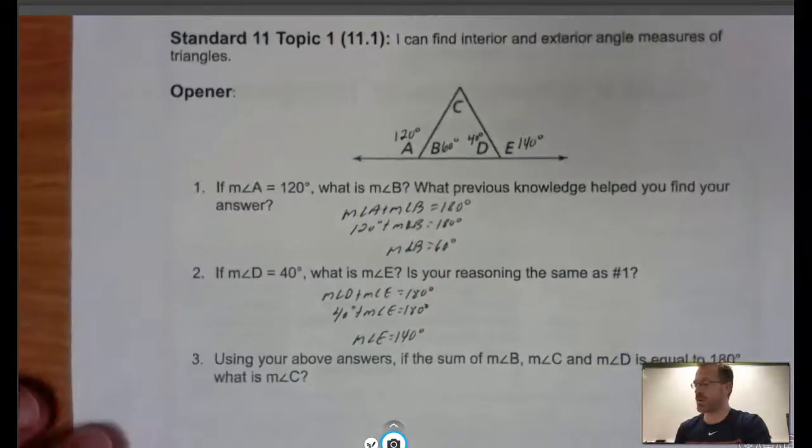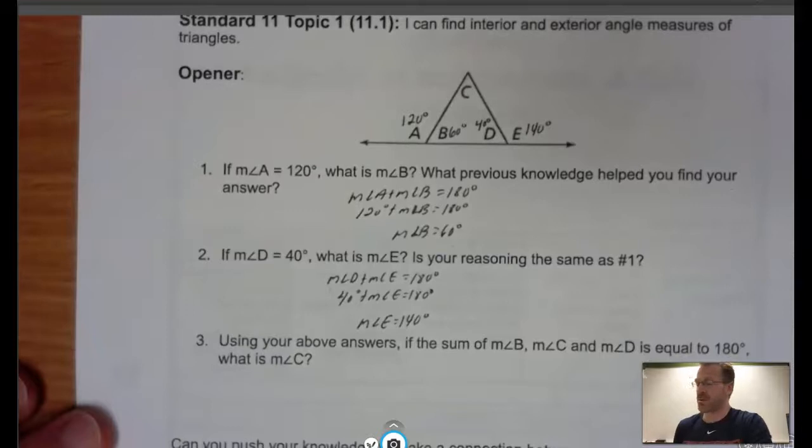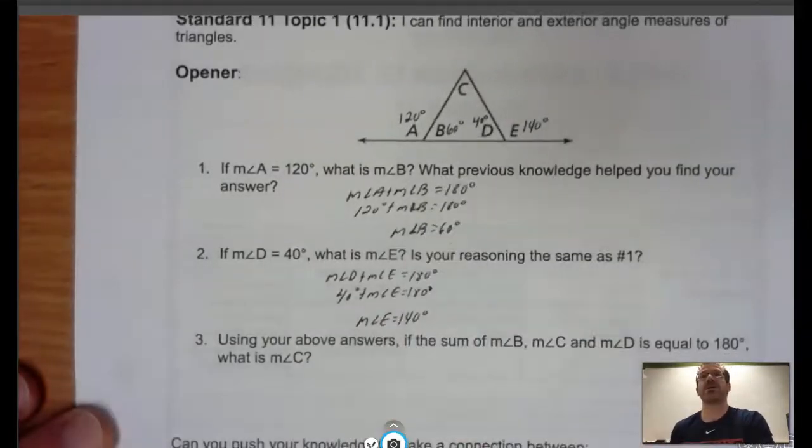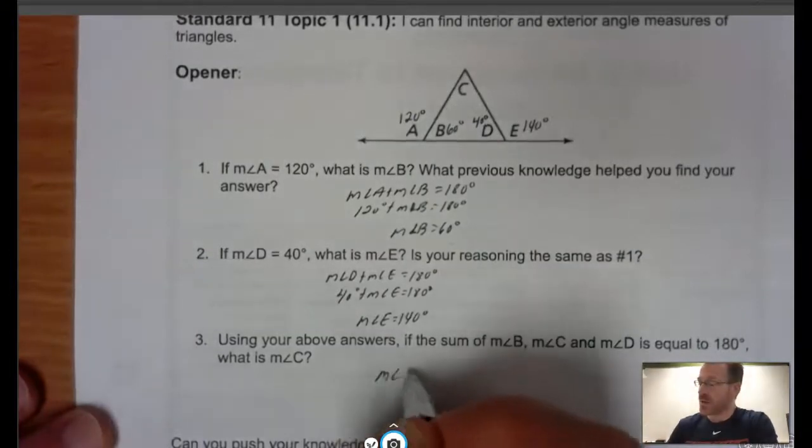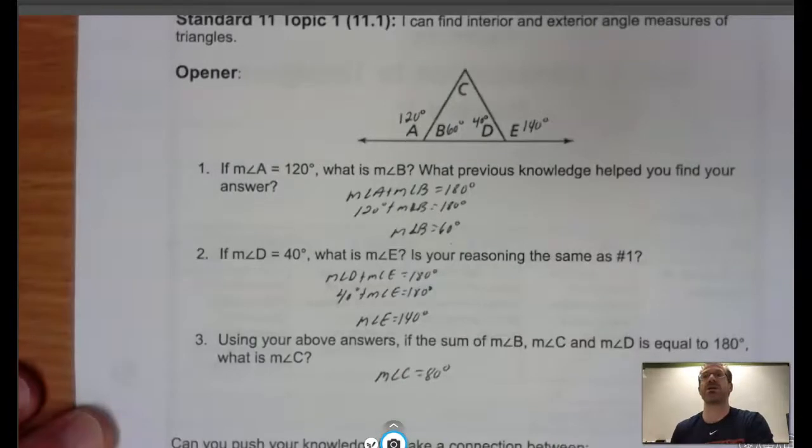And then on question 3, it says, using your answers above, if the sum of the measures of B, C, and D is equal to 180 degrees, what is the measure of angle C? Well, we can see that B and D together are 100 degrees, so that means that the measure of angle C would have to be 80 degrees, so that the sum of all 3 of those angles in the triangle is equal to 180 degrees.